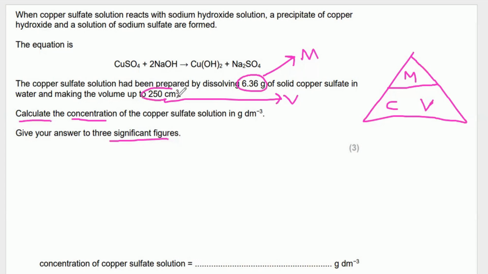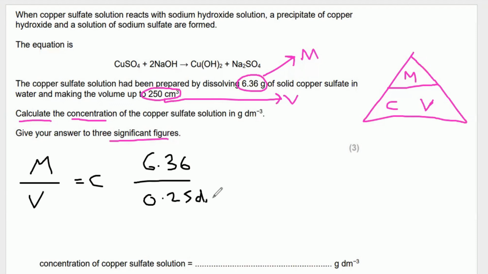And once again, like the previous question, they've asked us to do it to 3 significant figures. This one's worth 3 marks. So what are we going to do? Once again, we're going to do M over V equals C. So we're going to do 6.36 divided by 0.25.